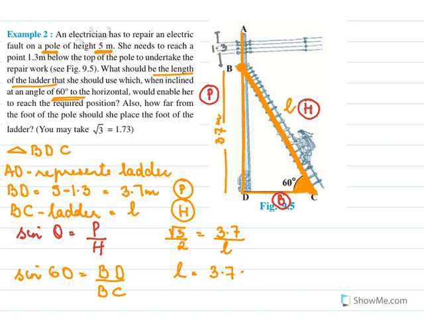L is 3.7 into 2 over root 3. You rationalize it, you put the value of root 3, and the answer you get is 4.28. So the length of the ladder is 4.28.